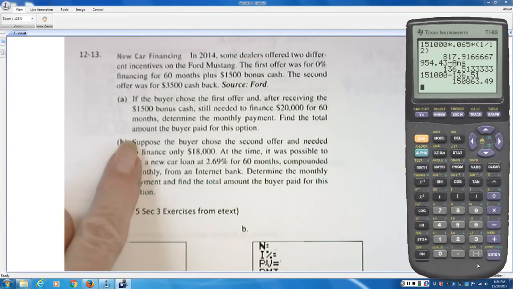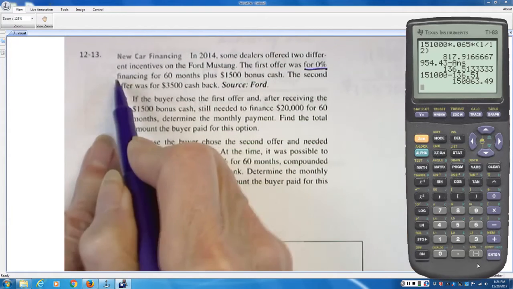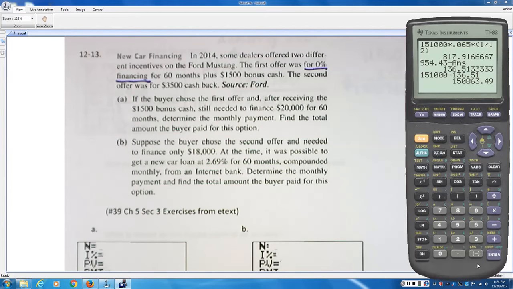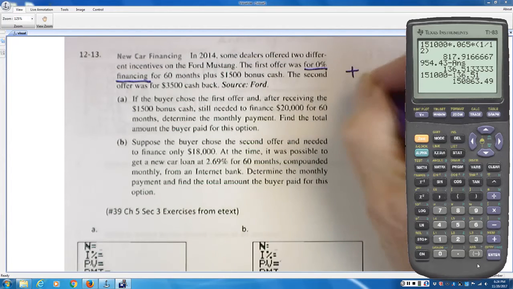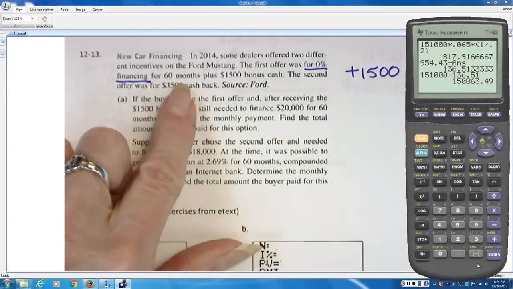Okay, so if the buyer chooses the first option, option number 1 says you pay 0% financing. In other words, your interest rate for 60 months is 0%. And then before you've paid anything, they're going to hand you $1,500. So that's money coming into you. You gained $1,500.